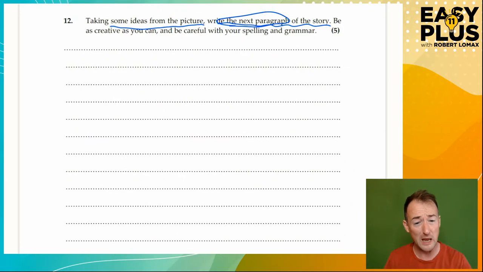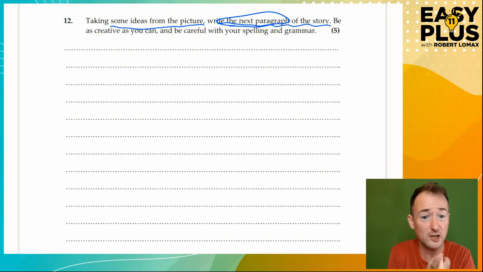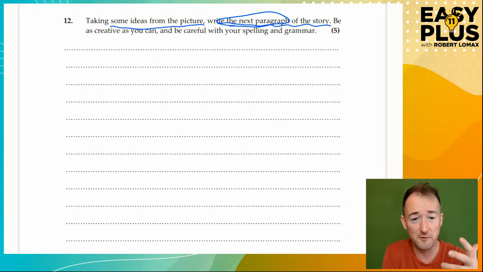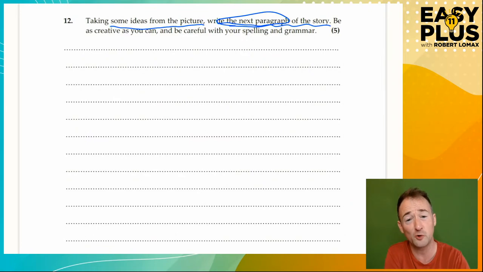So here are some important things to bear in mind. One, do not write 2 or 3 paragraphs because then you are not writing the next paragraph. At the very least, it will annoy the marker. It might lose you some marks. You don't have to do that. Just always do exactly what the question says.